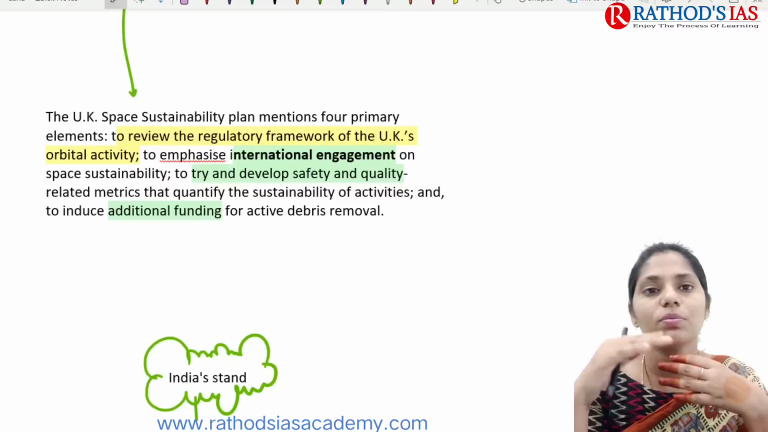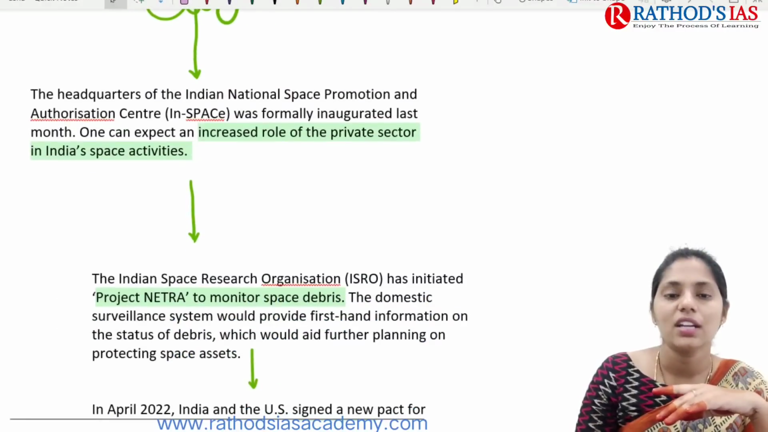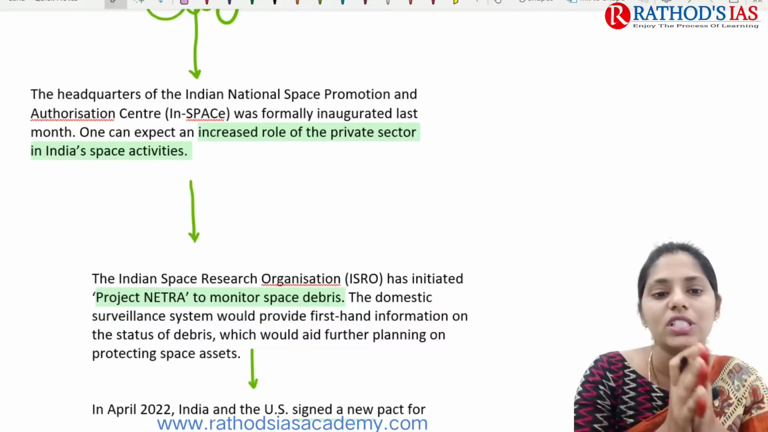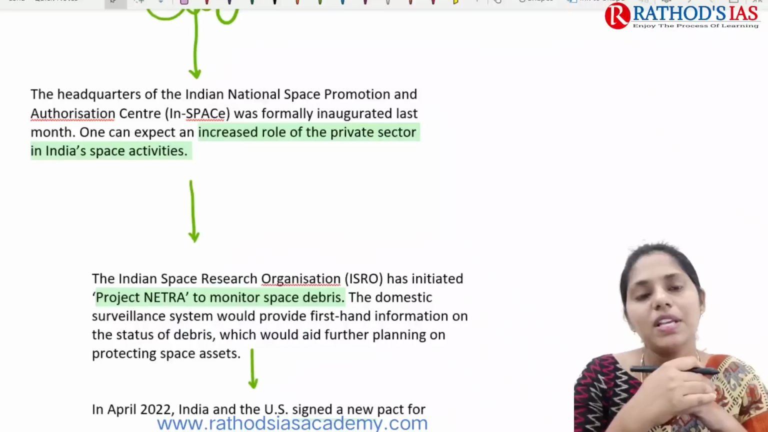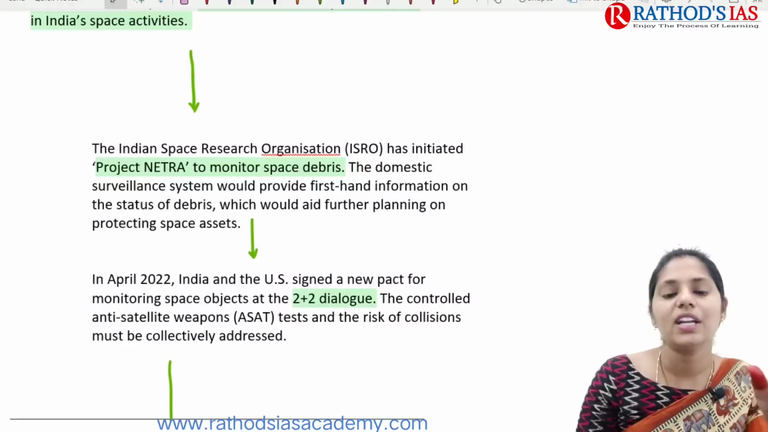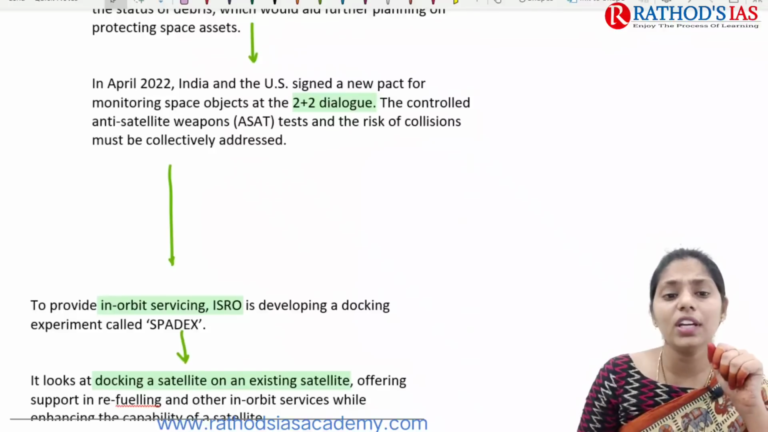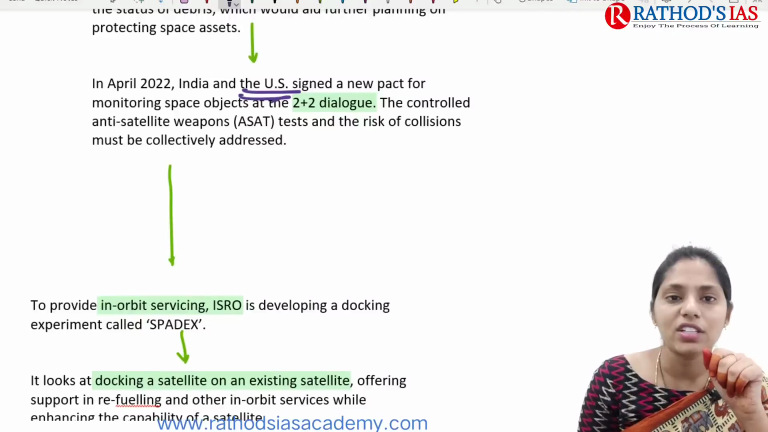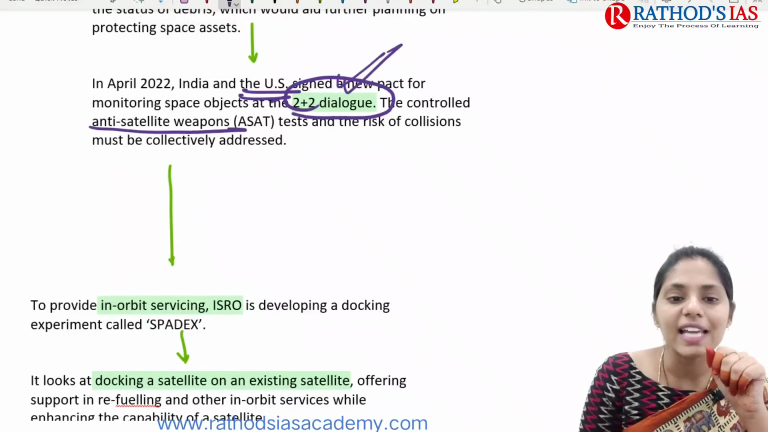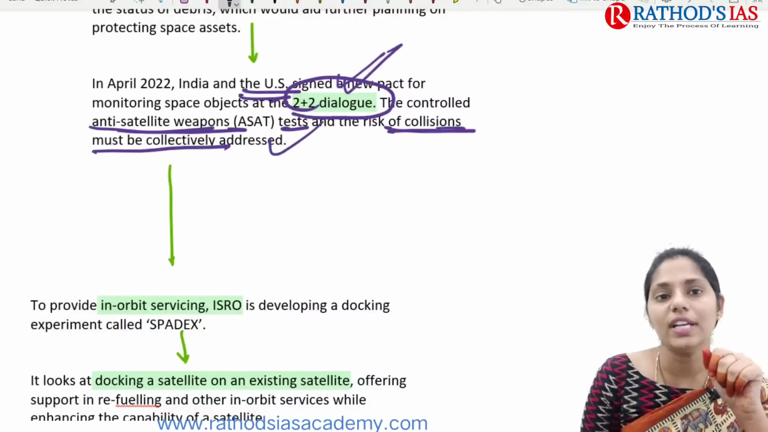These are some important things set by the UK Space Sustainability Plan. If you're talking about India's stand, we came up with one project, that is Project Netra. Even in space we are focusing on an increased role of the private sector as well. Netra focuses on monitoring of space debris. In April 2022, India and the US signed a new pact on monitoring space objects at the 2+2 dialogue, and the controlled anti-satellite weapons, that is the ASAT test, and the risk of collisions must be collectively addressed.